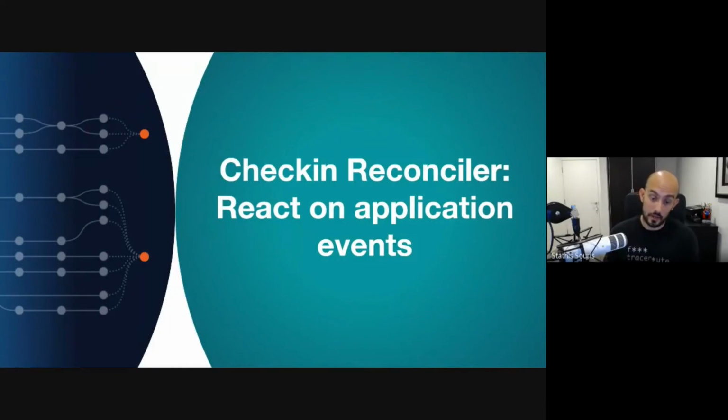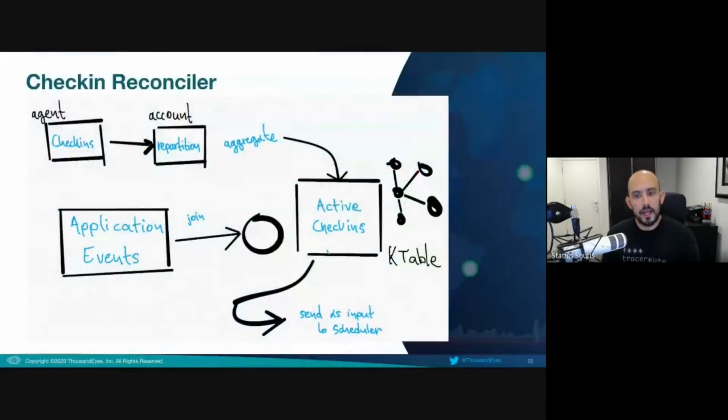So the scheduling must run again. This is what the check-in reconciler tries to do, and it looks like this. Basically, again, it consumes from the list of check-ins. Then it does repartitioning by account or customer, so that it can accumulate all the check-ins that are active in the system.